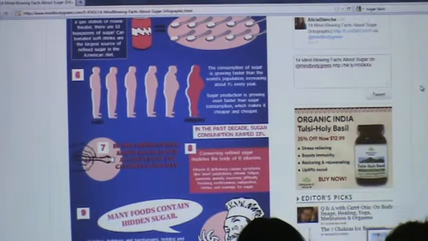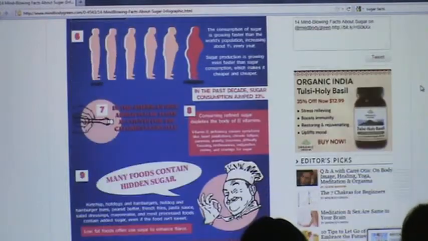In the past decade, sugar consumption has jumped 23%. The American diet, added sugar alone, accounts for 496 calories every day. So the average diet is what? 1200, 1400, 1600, 1800, depending on the age.